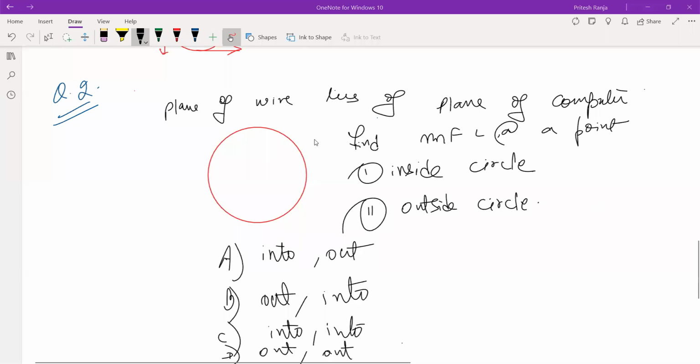Direction of current, I said it is anti-clockwise. चलो रिप्रेजेंट भी कर देता हूँ. This is the direction of current. है ना? So you have to find out the direction of magnetic field lines at a point inside the circle and any point outside the circle. Into and out, this is of the plane. तो phrase continue ऐसे हो सकता है, into the plane या फिर out of the plane. तो इसको मैं मेंशन किया हूँ out से, इसको मेंशन किया हूँ into से.